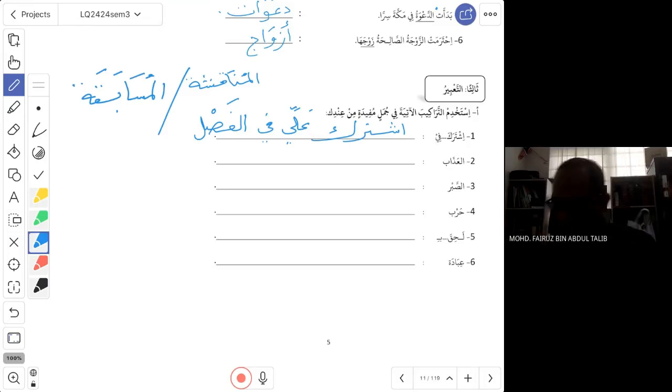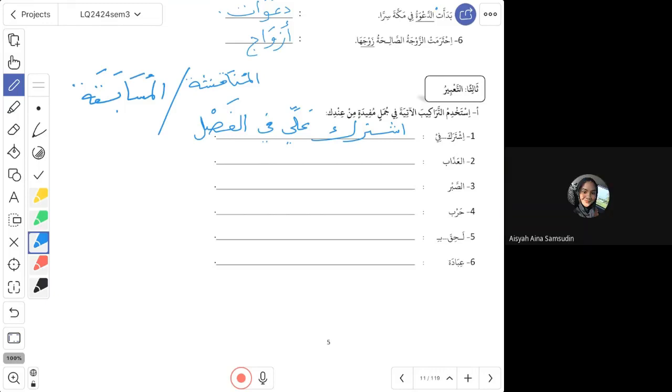Now, number 2, al-azab. So the punishment or the torture. So it can be the punishment, it can be the torture. Now, al-azab. Anyone remember the dua that we ask Allah, please protect us from the punishment? We always say Rabbana. We want goodness of the dunya and goodness of the akhirah, and we want Allah to protect us from the punishment of hellfire. Anyone remember the dua? Everybody knows this dua. Rabbana atina fid-dunya hasanah wa fil-akhirati hasanah waqina azaban-nar.